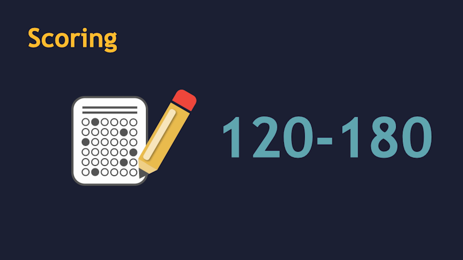The LSAT is scored on a scale of 120 to 180 based on the number of questions you answer correctly. There's no penalty for wrong answers, so it's always better to guess than to leave a question blank. Understanding the LSAT structure is the first step in preparing for this crucial exam. In our next videos, we'll dive deeper into strategies for each section. Remember, with the right preparation, you can master the LSAT.